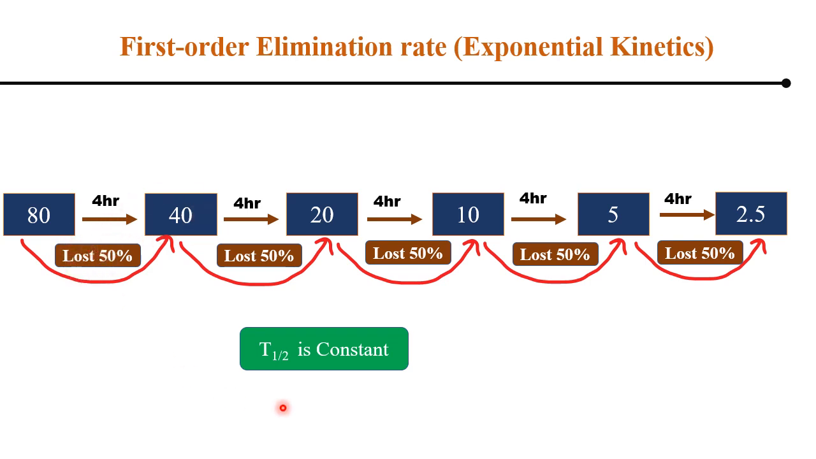Here we can see t half is constant: 4 hours. In 4 hours it eliminates 40 mg. Here also you can see 20 mg is eliminated in 4 hours. Like 80 to 40, how much time does it take to eliminate 40 mg of drug? 4 hours. 40 to 20, 4 hours. Here t half is constant. 20 to 10, 4 hours. In 4 hours only it is eliminating.